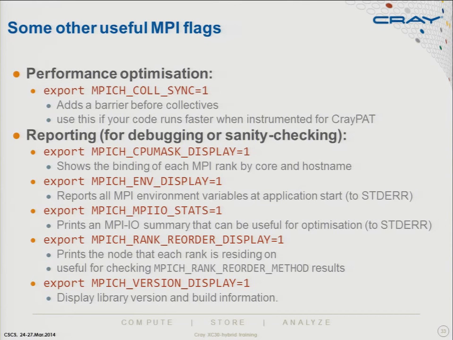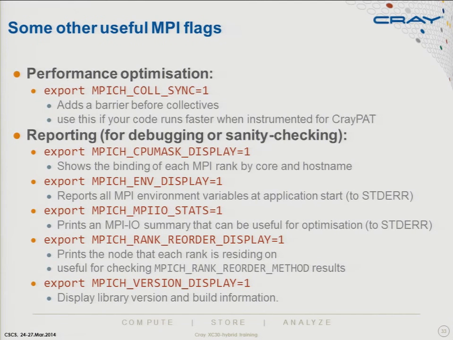Yeah, if you use MPI I/O for parallel I/O, you can set this environment variable, and it will produce a summary at the end of what was done on a file-by-file basis. If you decide to reorder ranks, we've not really talked about that, but this is what I was describing here, moving the ranks around to optimize the on-node communications, then you can ask it to tell you what the reordering was. You specify it in an MPICH rank reorder file, but you can ask it to report what it did based on that.